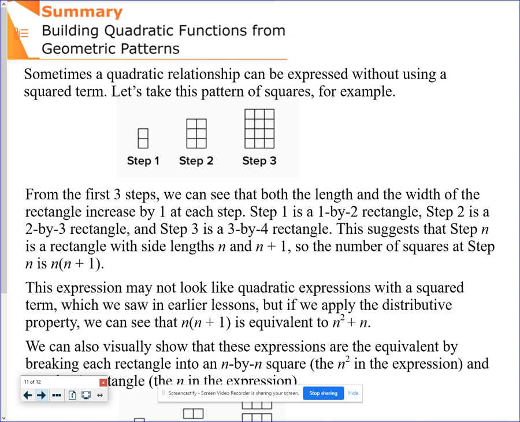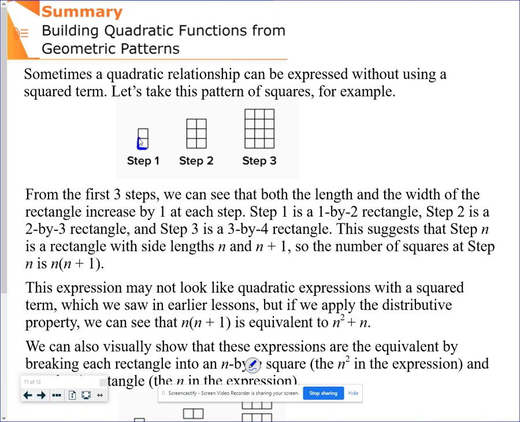All right, so this is in your papers now. This is the summary. This is just going back through everything that we did here. So it says sometimes a quadratic relationship can be expressed without using a squared term. So let's take a look at this. And I said quadratics have things that are squared, right? So that's what we usually look for, but there are ways to do it without that. And we did look at some of those problems also. So for this, I can see that I have the length and the width are each getting increased by 1 each time. And let me do my cool little outliney thing.